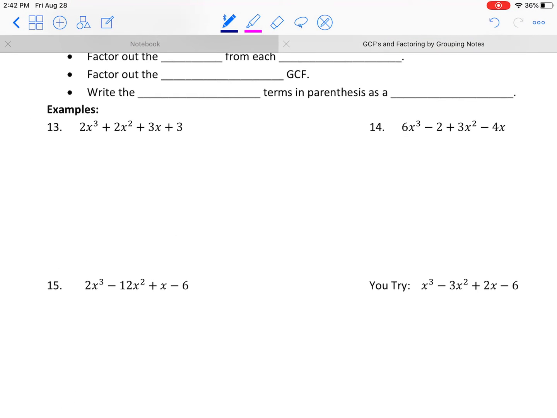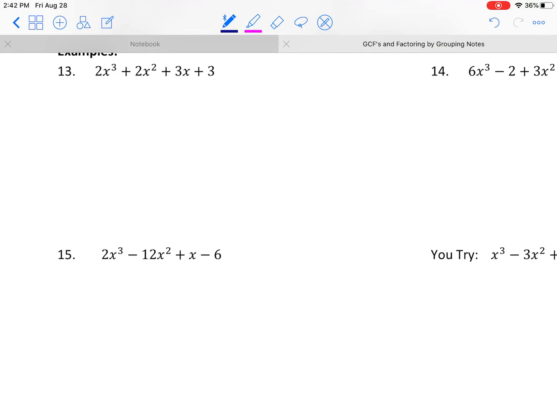So let's say we're looking at problem number 13 here. If I said to factor out a GCF for this problem, is there something that all four of the terms have in common? In fact, no, right? The only thing that goes into 2 and 3 is 1. And I have x's here, here, here, but not here. So technically, there's no GCF for these four terms other than 1, which again, not special.